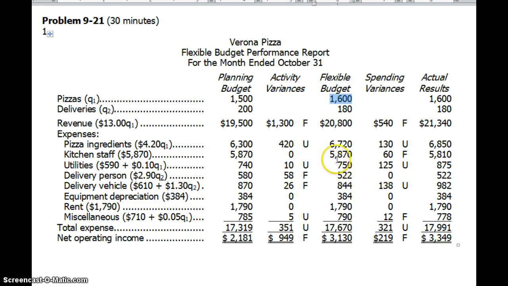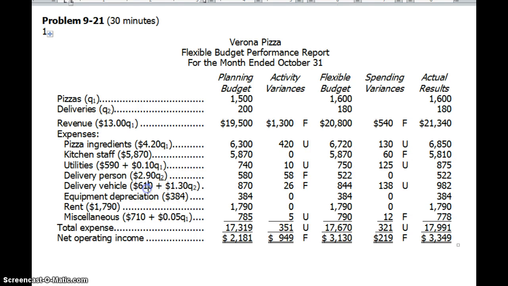So we end up with, and 180 deliveries. So our utility cost ends up being $590 plus 1,600 times 10 cents. We end up with $750 in utility costs. Our delivery person is $2.90 per pizza, or per delivery, I'm sorry. $2.90 times 180, we end up with delivery person cost of $522.